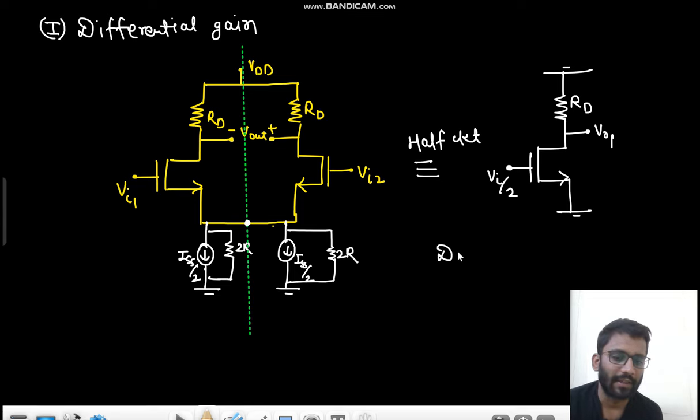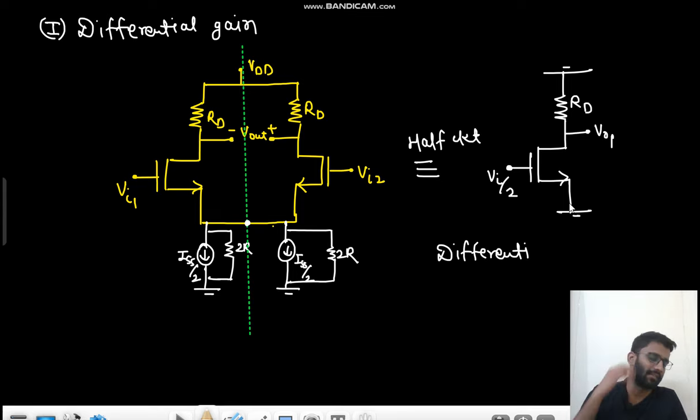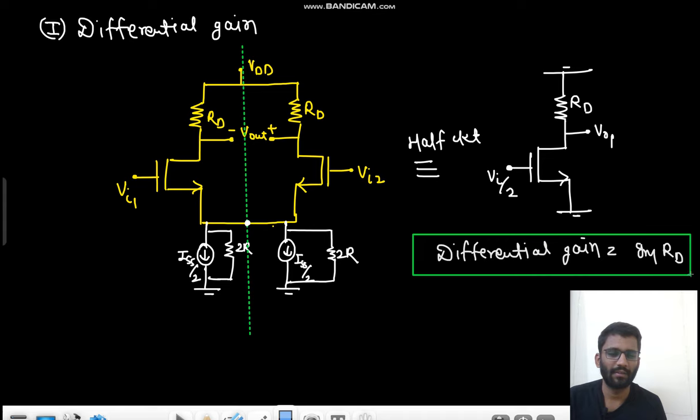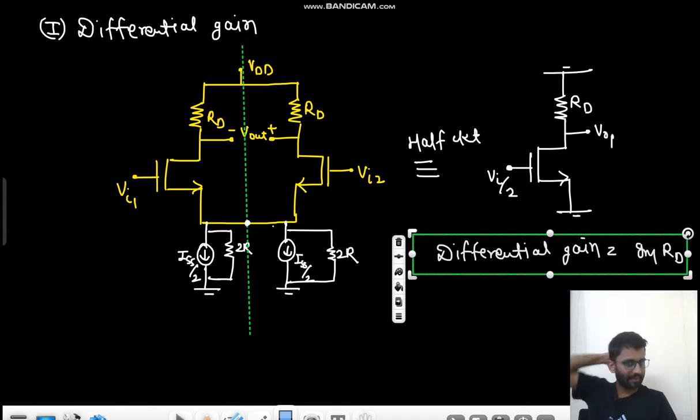But your differential gain I can directly write now. Differential gain will be equal to the gain of the half circuit of the first stage, or second stage as well. So differential gain will be gm RD. Minus sign will not be there, because here I have v in by 2 and I am collecting output here, so it will be plus sign only. This will be your differential gain.